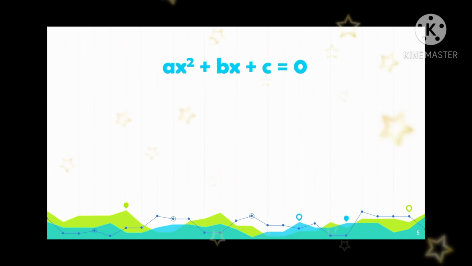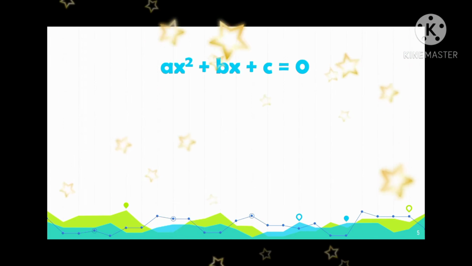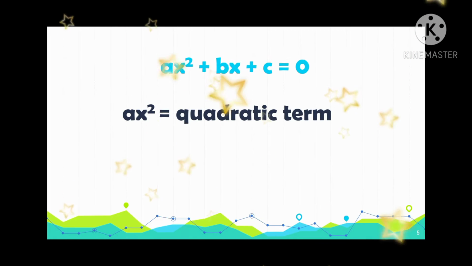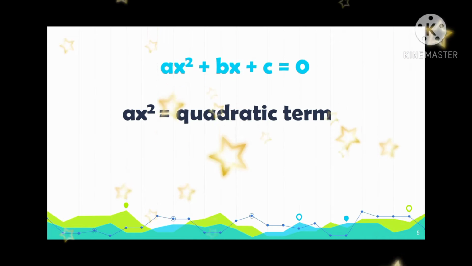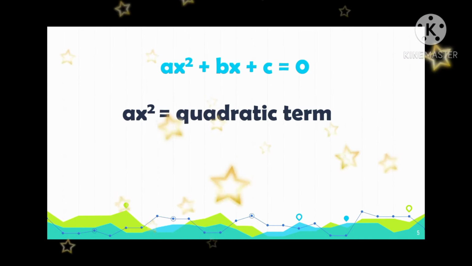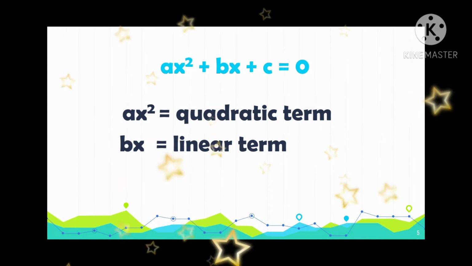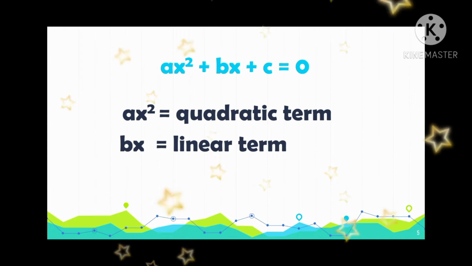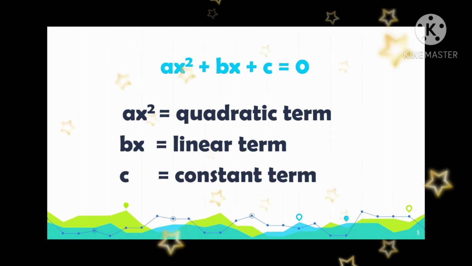So, now, the standard form is ax squared plus bx plus c equal to 0, where ax squared is the quadratic term. Dahil ang variable x is raised to the second degree. Then, bx is the linear term kasi x is raised to 1. And then, c is the constant term.